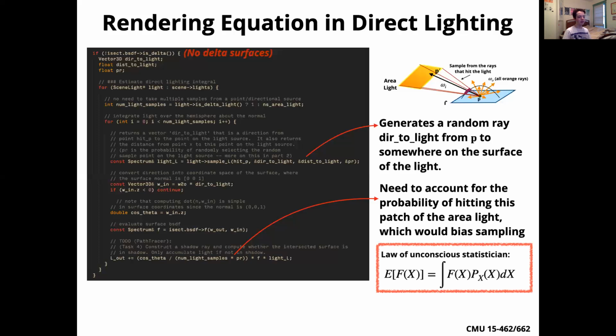Well, that should remind you of the law of the unconscious statistician. We have our function f of x, which is a very complex function in this case that involves the rendering equation, so it involves the sampling of this point on the light. If we were just to find the expected value of f of x, it's going to depend on the probability distribution of x, namely the probability distribution of all of these potential vectors on the light. So we need to normalize by this probability. What we're doing is including the reciprocal of p of x in f of x. That's why we're dividing by the probability.